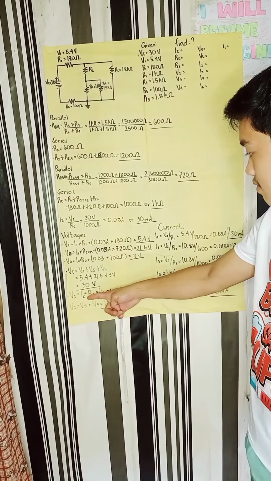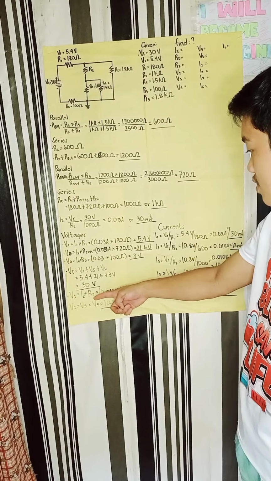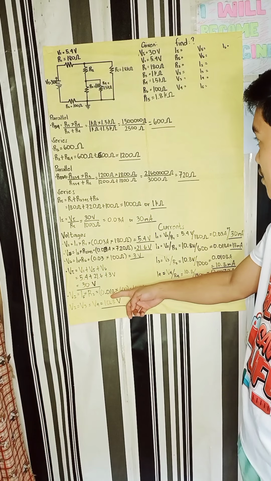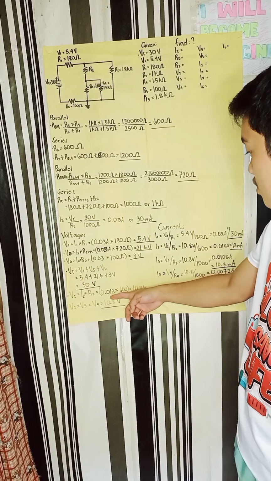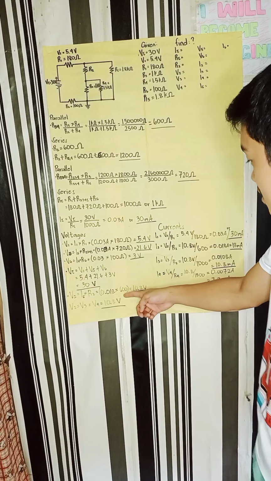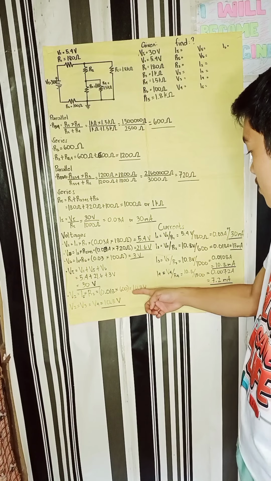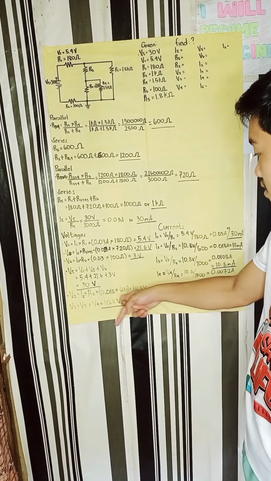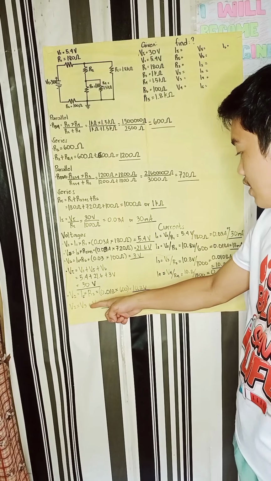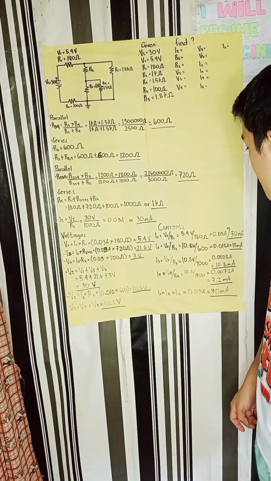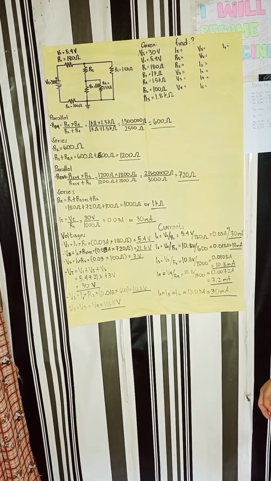V2 is equal to I2 times R2. So I2 is equal to 21.6 volts divided by 1200 ohms, equal to 0.018 ampere, times R2 equal to 600, equal to 10.8 volts. It is on a parallel circuit, so the V2 is also equal to V3 and V4, which is 10.8 volts. Next is on currents.